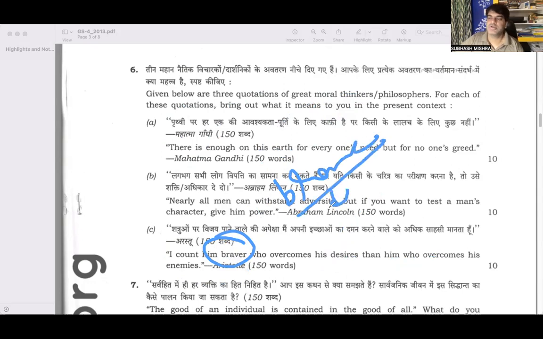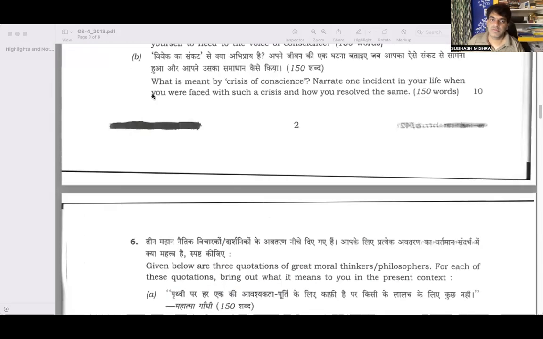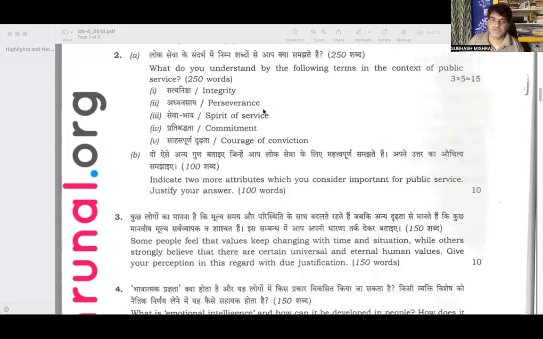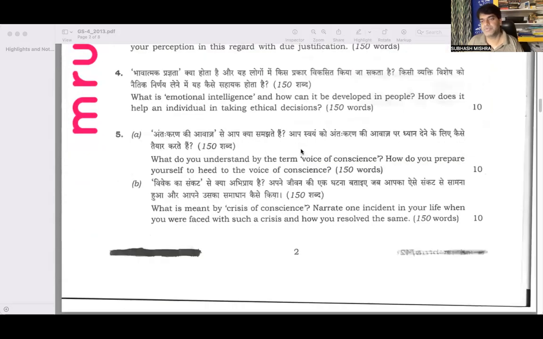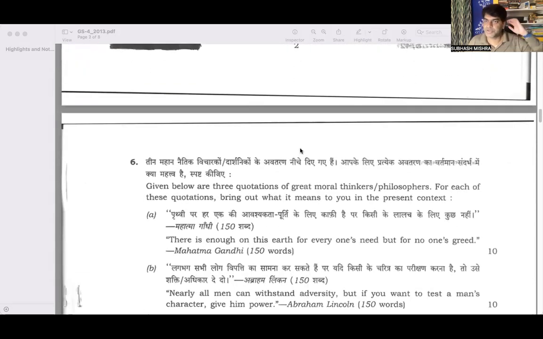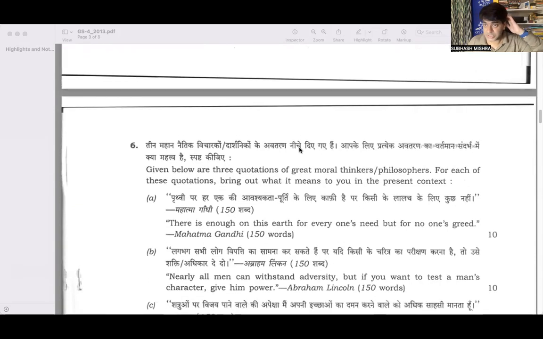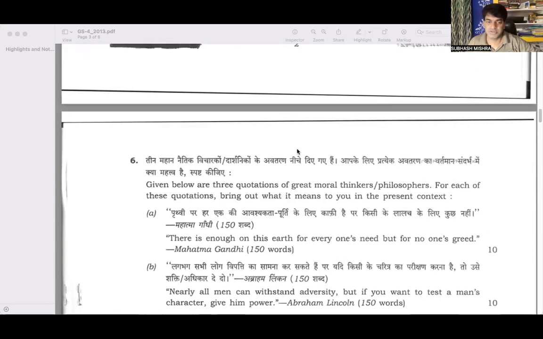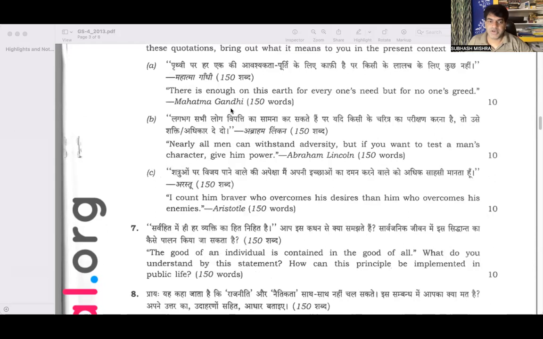And this is also called, in other words, courage of conviction. Brave versus courage. What is the difference between braveness and courageousness? What is the difference between braveness and courage? Put there. Understood that? How to solve this? You can actually give quotations.